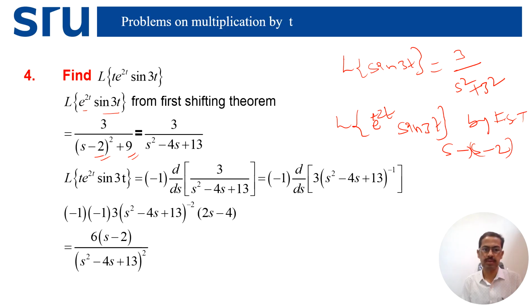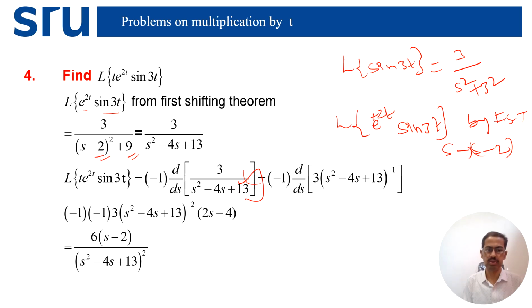Now the Laplace transform of t into e to the power of 2t sine 3t is the multiplication with t formula, one time differentiate because t power 1. So d by ds of 3 by s square minus 4s plus 13. Differentiate: the denominator is sent to the numerator, right? So minus 1, and s square minus 4s plus 13 whole power n.